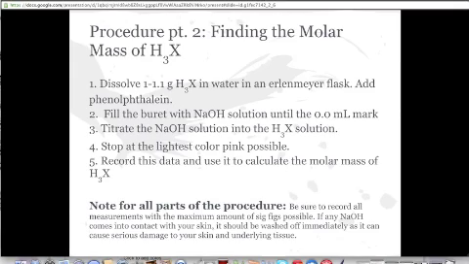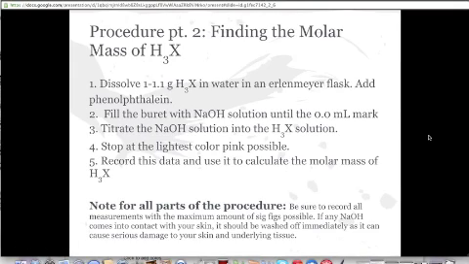The next part of our procedure was to find the molar mass of H3X. So we dissolved between 1 and 1.1 grams of H3X in water in our Erlenmeyer flask, and again added indicator. And once again, we titrated the NaOH solution into the H3X solution and stopped at the light pink color, or the end point. And then we used the amount of NaOH we used and the amount of grams of H3X to calculate H3X's molar mass.